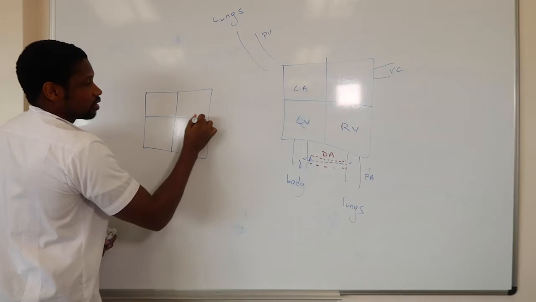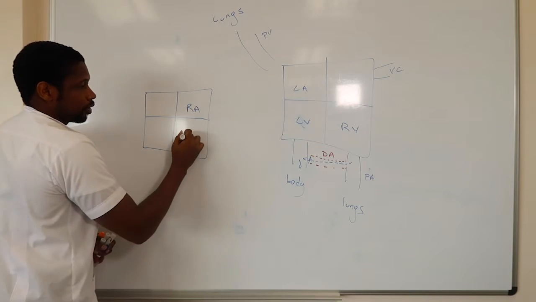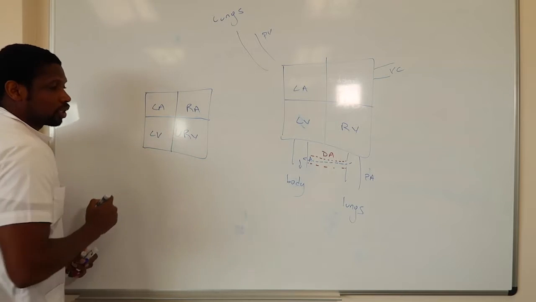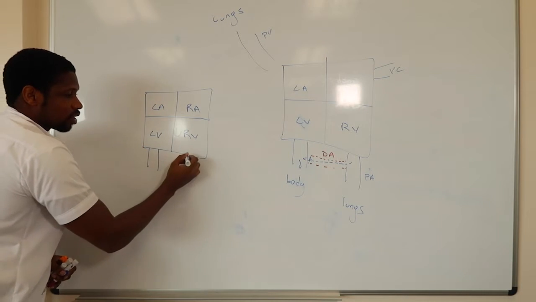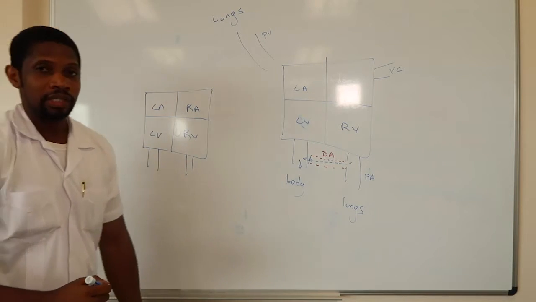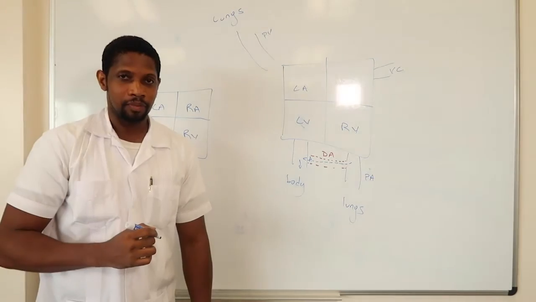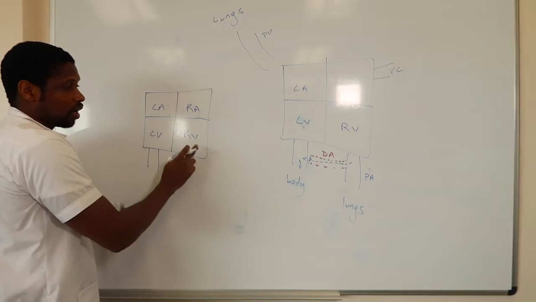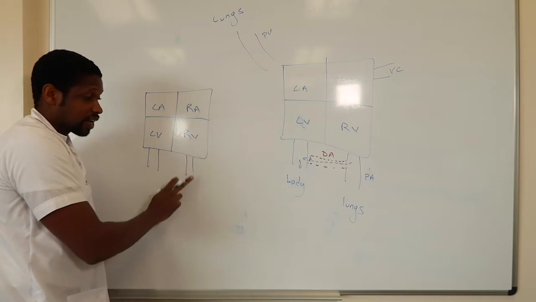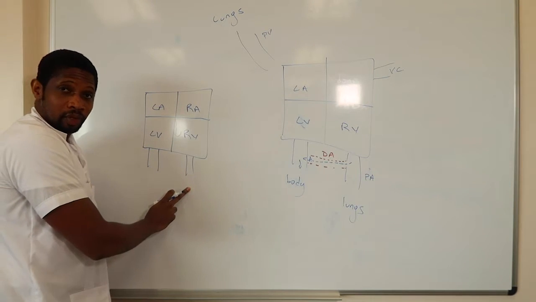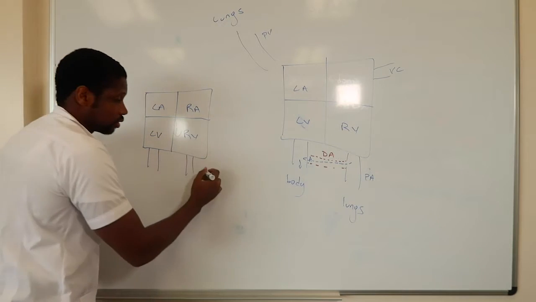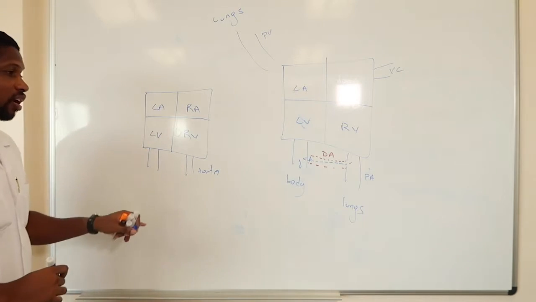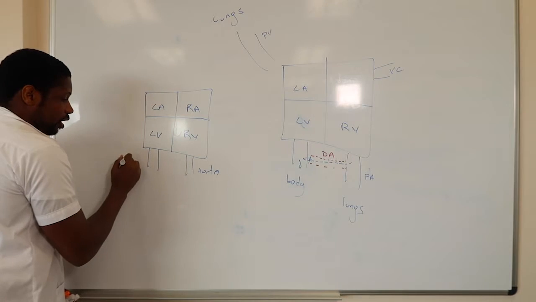So we have still our right atrium, our right ventricle, our left atrium, our left ventricle, and we have our vessels coming off. However, this is where a problem arises. In total transposition of the great vessels, off the right ventricle is not the pulmonary artery. What we have coming off the right ventricle is the aorta. What we have coming off the left ventricle is the pulmonary artery.